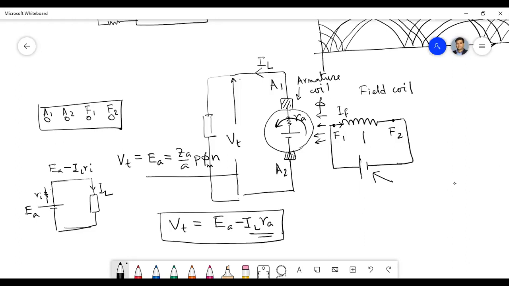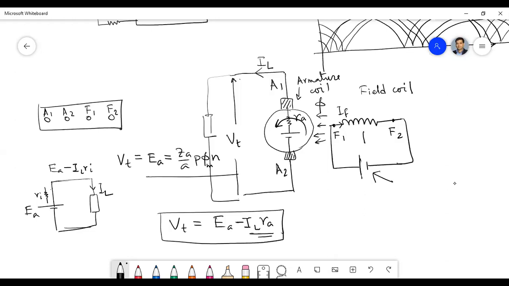So there are two types of excitation process. One is called the separate excitation, another is called the self-excitation. Self-excitation means the same field coil you can connect across the armature terminal, because across the armature terminal also you are getting some voltage induced. Why not use the same voltage for this field excitation? We are getting a voltage across the armature too, so why don't we send the current to the field with that voltage? Then our work would be done. So that kind of excitation is called self excitation.